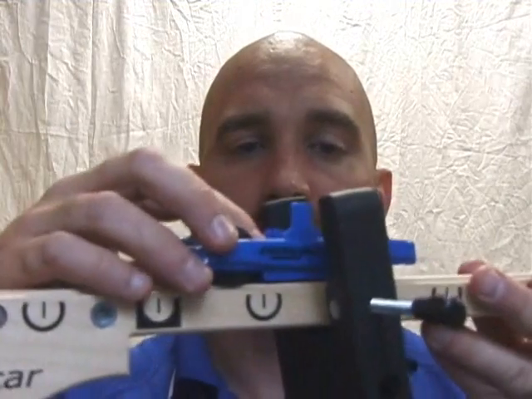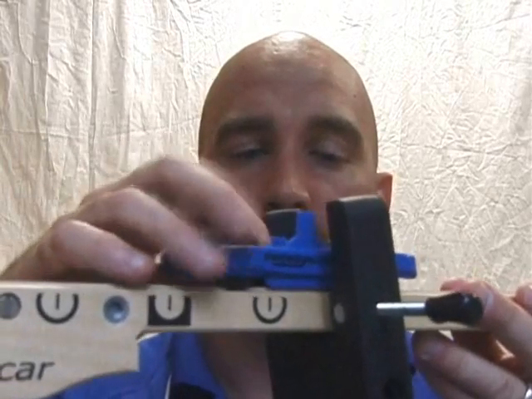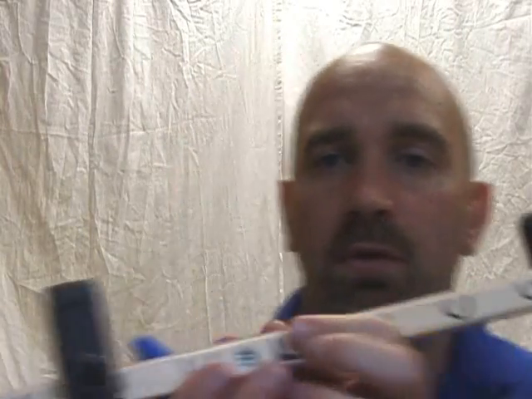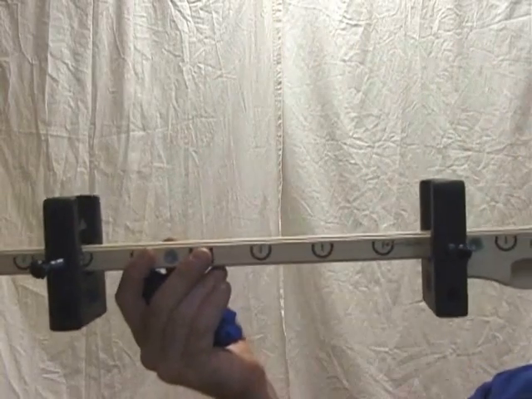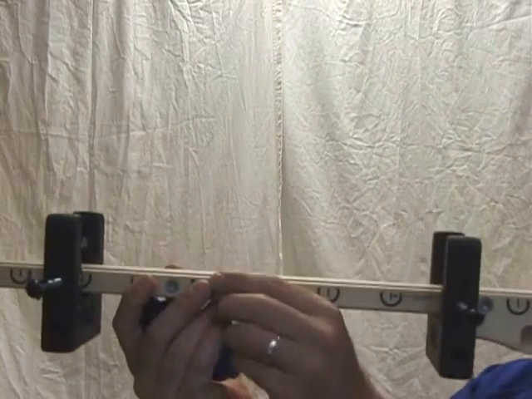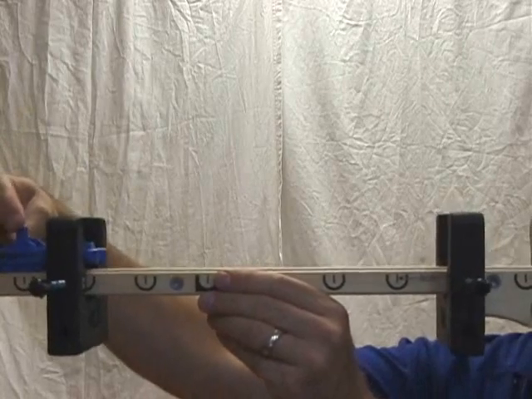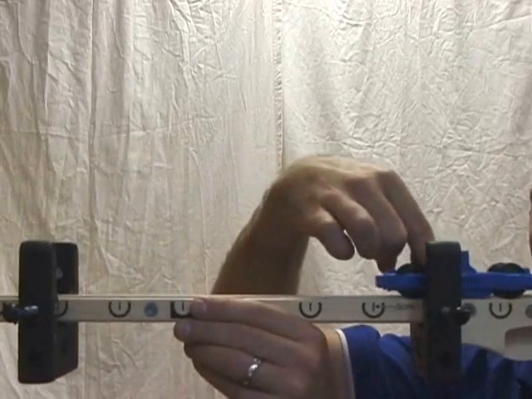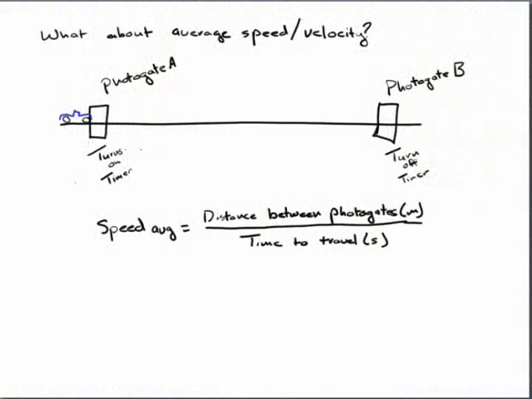We've established that we can find instantaneous speed by using the CPO cart and simply one timer. But what happens if we use two? If we use two timers, let me remind you once again that the CPO cart is going to turn on the timer as it goes through one photogate and off the timer as it goes through the second photogate. And we can measure average speed.